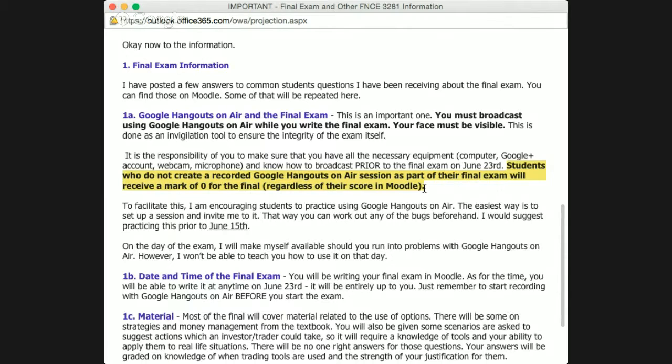Now, obviously, it's not going to be exact. So there might be a minute or two difference, but those times need to be close enough. We suggest practicing that by the 15th, so that if there are problems, you have time to deal with them.